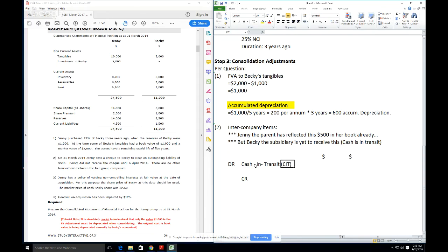Debit cash in transit 500. Cash in transit is for the parents, and we reduce these receivables. That is Becky. Reduce Becky's receivables, $500.